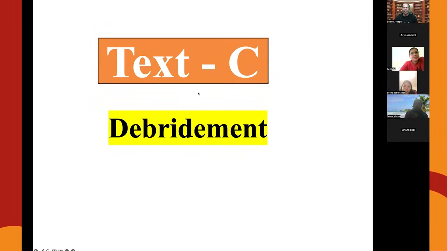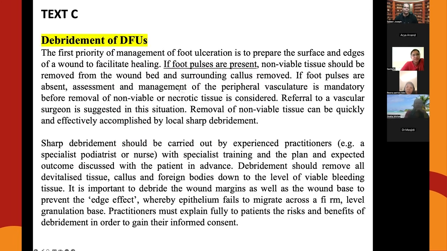Text C, debridement. You know what is debridement, right? Being medical health professionals, what is debridement? Tissue removal. Yeah, tissue removal. So you know the first priority of management of foot ulcers is to prepare the surface and edges of your wound to facilitate healing. So preparing surface, edges, these are the important words here. Surface and edges. Sharp debridement should be carried out by experienced practitioners.